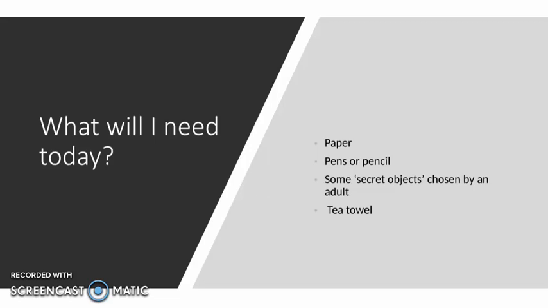So today you're going to need some paper, pens or pencil, doesn't matter which, some secret objects chosen by an adult. Get an adult to choose maybe 4 or 5 objects and get them to cover them with a tea towel, and it's really important that you don't see these objects. So you might want to pause the video just now and get all your materials ready.